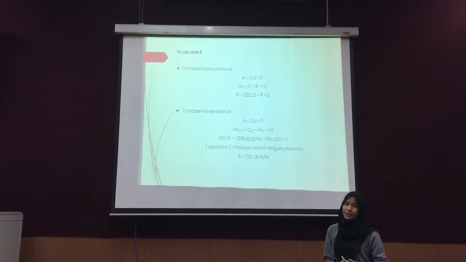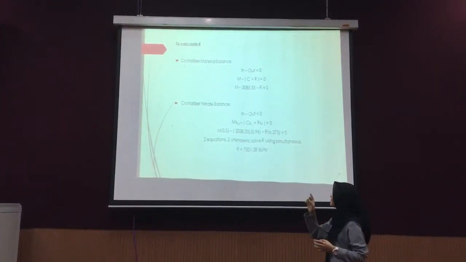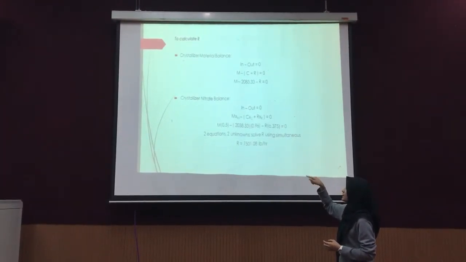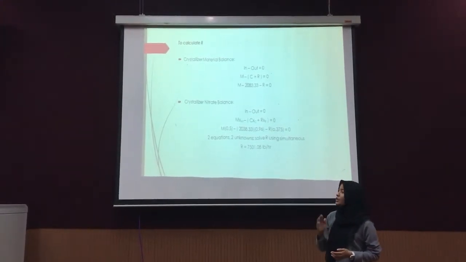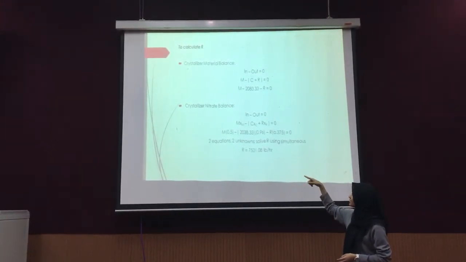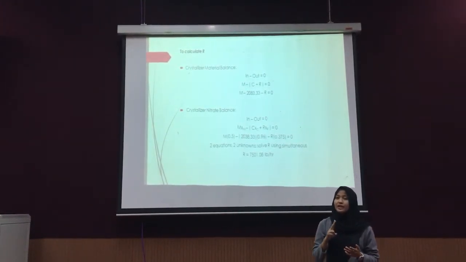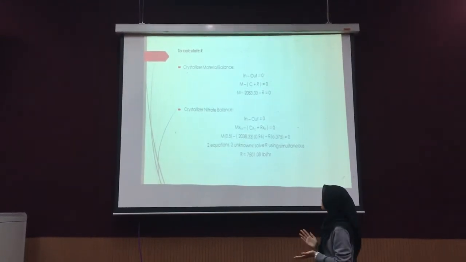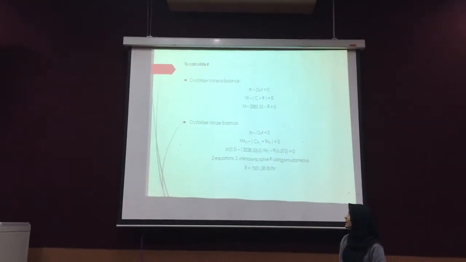For the second equation, we need to look at the crystallizer nitrate balance. M times the mass fraction in M, minus C times the mass fraction of C, plus R times the mass fraction of R, equals 0. After we substitute the numbers, we get the second equation. So we have two equations and two unknowns. We can solve them simultaneously, and we get R equals 7501.08 pounds per hour.